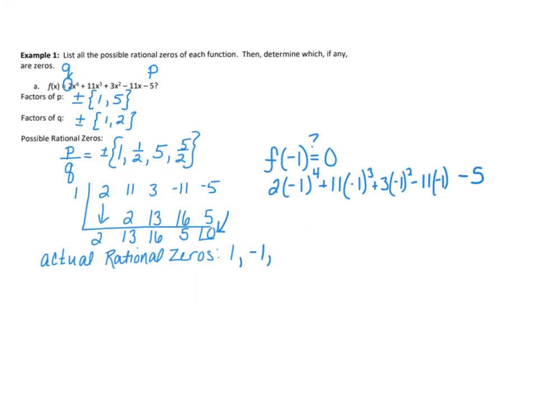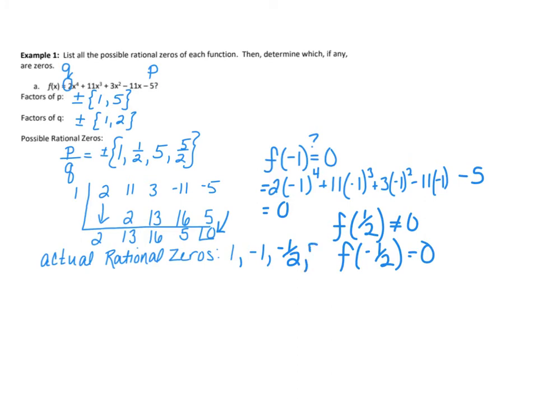So when I toss this in my graphing calculator, plugging in -1, I do get 0. So that confirms that -1 is an actual rational zero. So I tried it again for f of 1/2. I did not get 0. I tried f of -1/2, and I got 0. So I know that it crosses at -1/2. And then I tried 5, and it crossed at 5. So here are my 4 actual rational zeros.